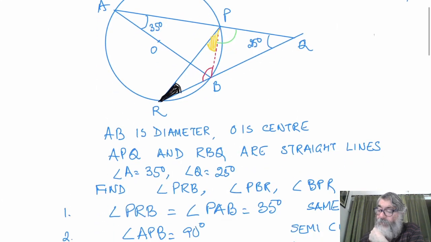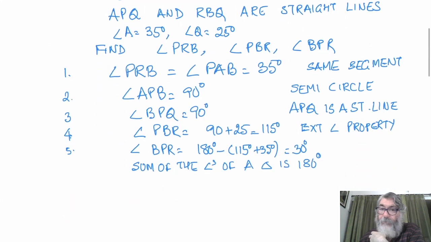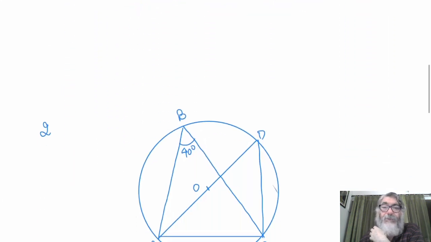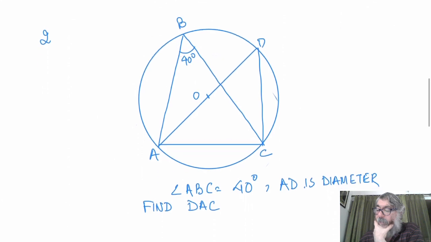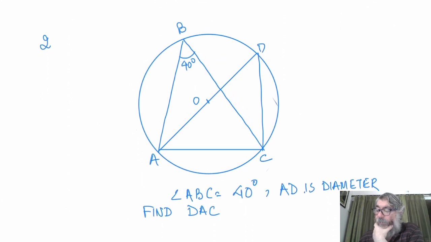Now let us see the second question. The second question comes onto the screen. It says again, AD is the diameter, O is the center of the circle. Any chord which is passing through the center of the circle is a diameter. AD is a chord which is passing through the center, so AD is the diameter. He says angle ABC is given as 40 degrees. He wants, AD is diameter, find DAC.